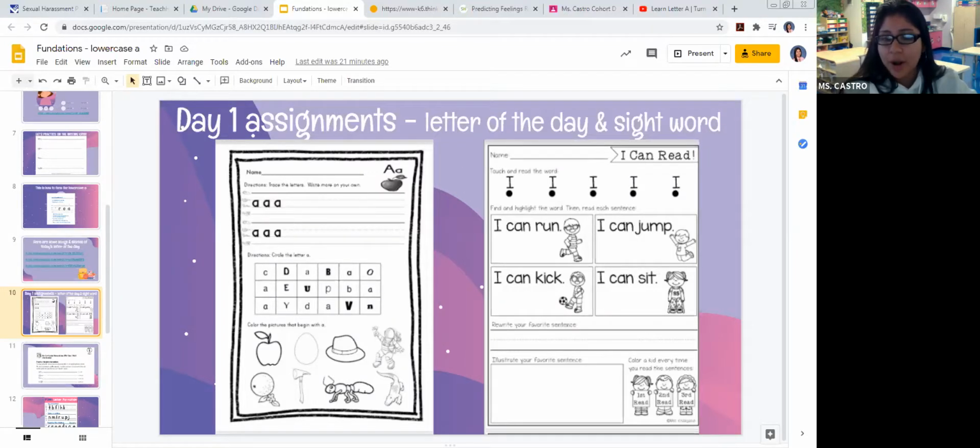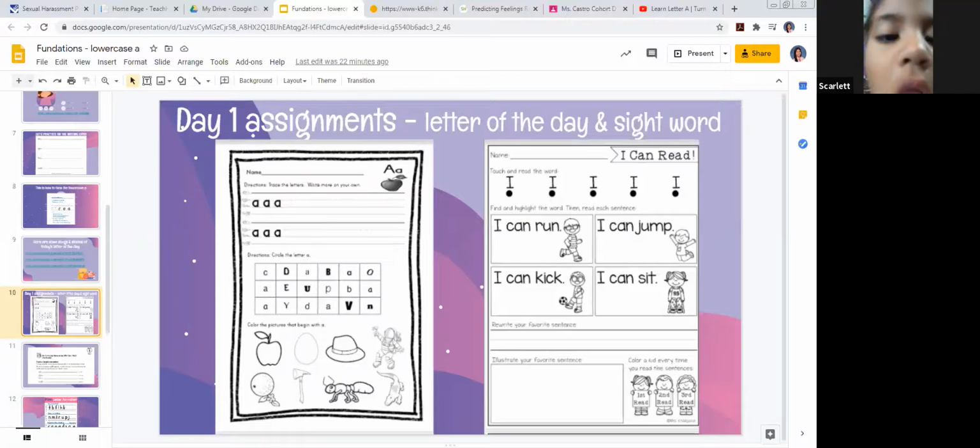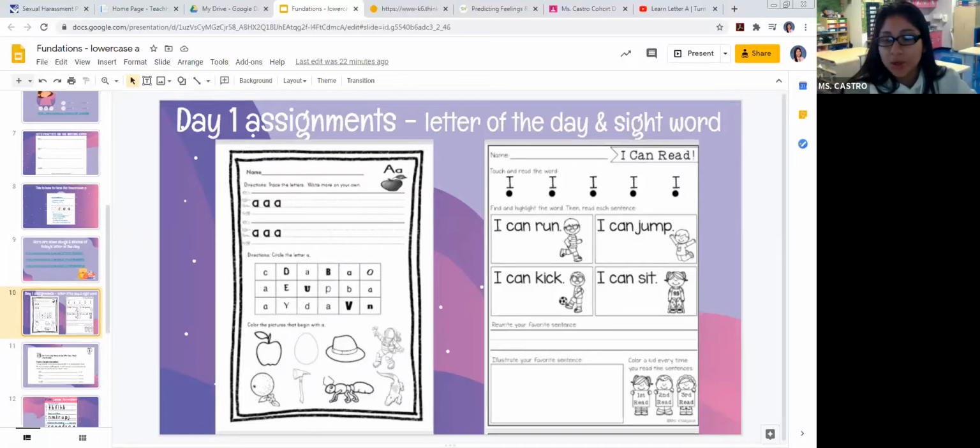I can run. I can jump. I can kick. I can sit. So down below, they want you to read it 1, 2, 3 times. So all those sentences you have to read 3 times. So every time you read it once, you color in the child. And then you have to read it 3 times. And then underneath, you write your favorite sentence. So you pick which sentence you like. And then in the box below, you're going to illustrate your sentence that you wrote.